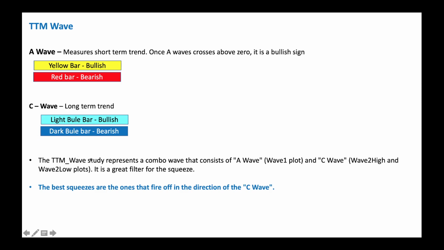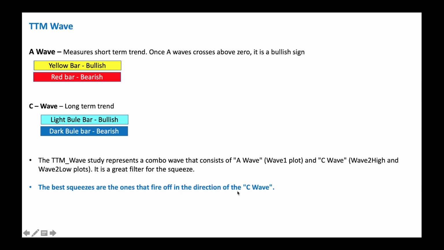And the TTM wave study represents a combo. In the Thinkorswim platform, there is an A wave, and then there is a C wave. So you can also look at and have both these waves in your chart. That will help you. And you can also look at my chart setting video that tells you how to set up the A wave and C wave in Thinkorswim. The best squeezes are the ones which fire off in the direction of the C wave.